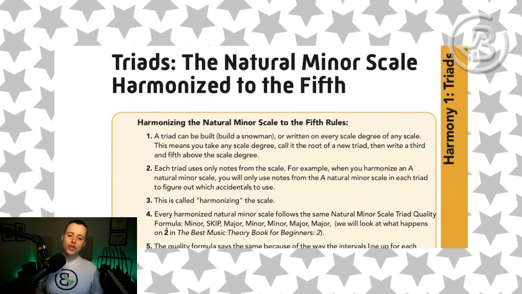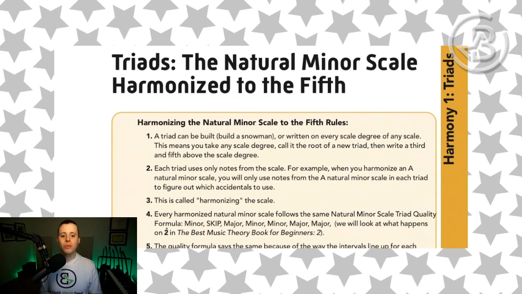In this lesson, you're going to start to understand what happens when we harmonize a natural minor scale instead of a major scale. So just like a major scale, a triad can be built on every scale degree. That means you take any scale degree, you call that scale degree the root, and then you get a third and a fifth using only notes from that scale.